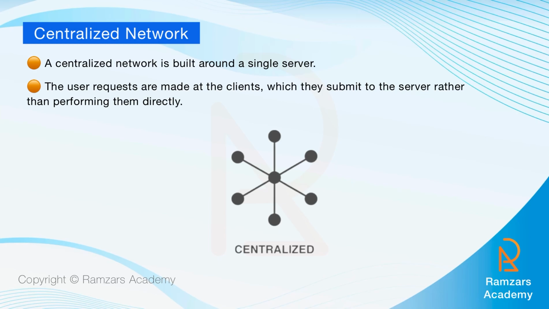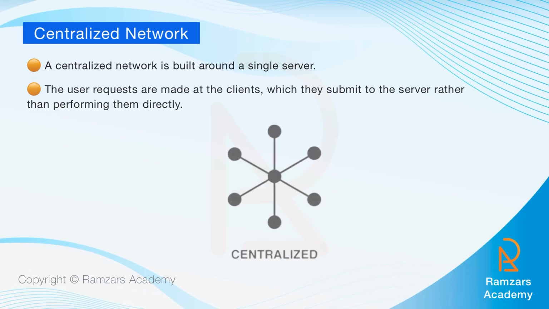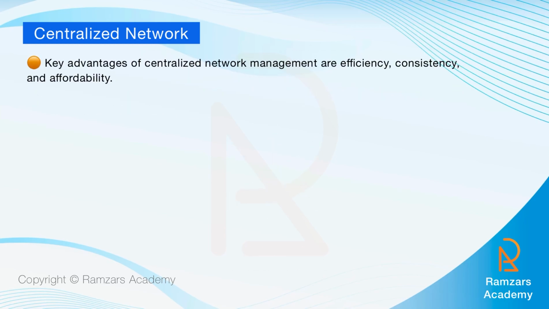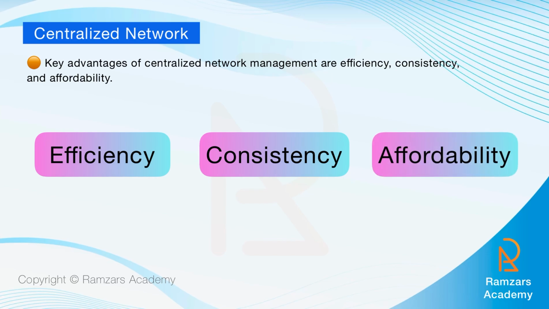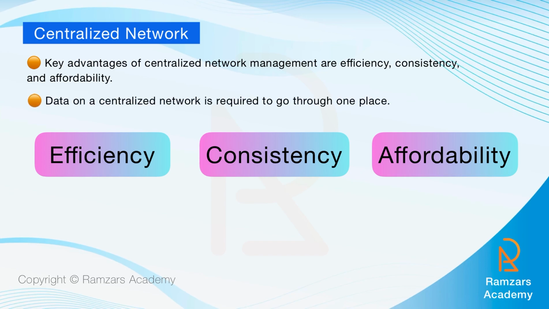Such architecture is most common in many organizations. Each client request is processed by the server and the responses are sent back. Some of the key advantages of centralized network management are efficiency, consistency, and affordability. In a centralized network, the network administrators are under pressure to keep machines up to date, and having one central server for controlling the whole network takes less IT management time and fewer administrators. Also, the data on a centralized network is required to go through one place, so it's effortless to track and collect data across the web.